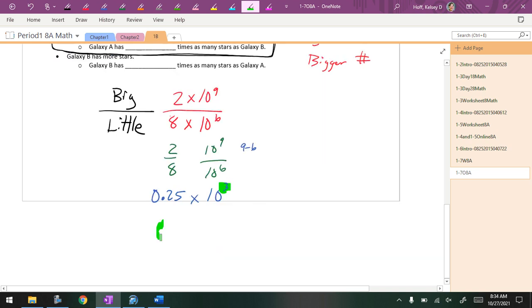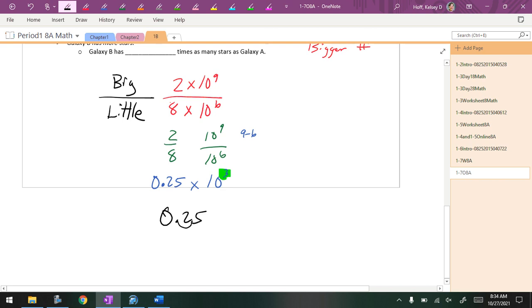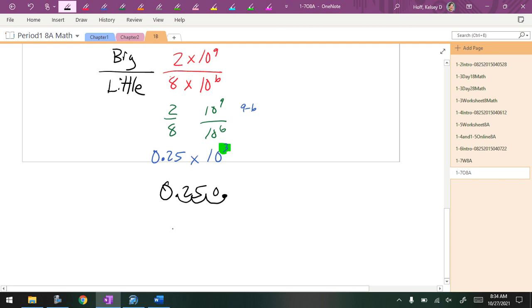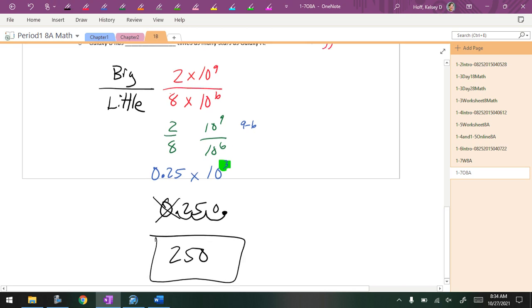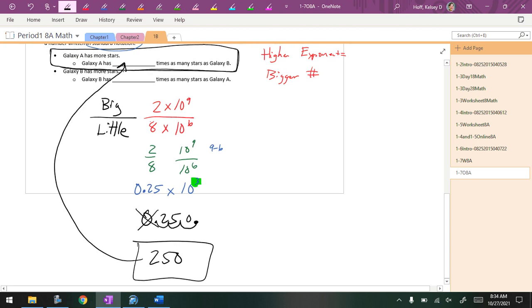So take 0.25 and do 3 swoops to the right. 1, 2, 3. Now my decimal's at the end. What do I put in that open swoop? Put a 0. So what is my number now? 250. I don't need that 0 out front anymore. 250 is what I would put in that blank. Only on this galaxy problem do you actually write the number out in standard notation.